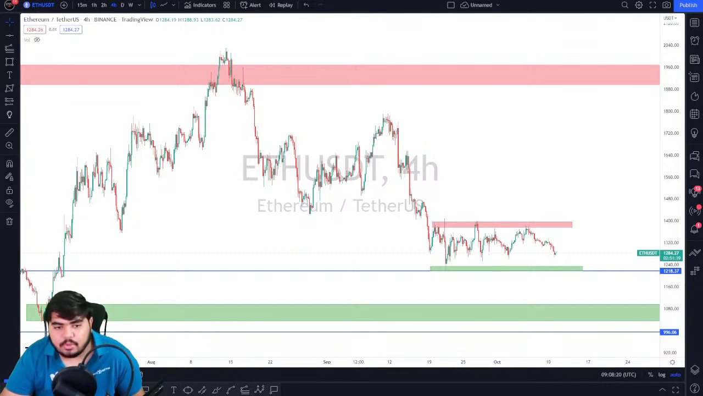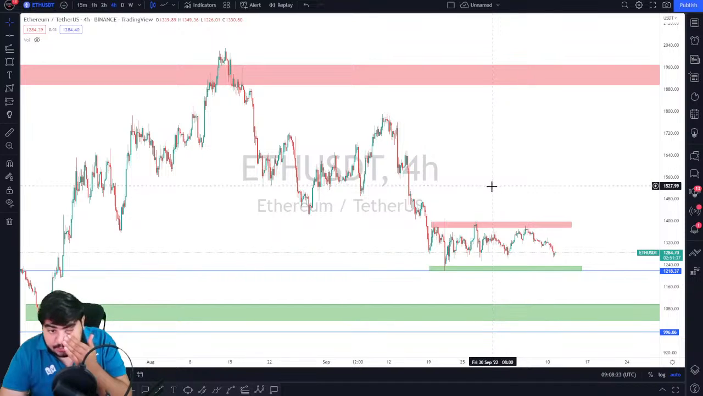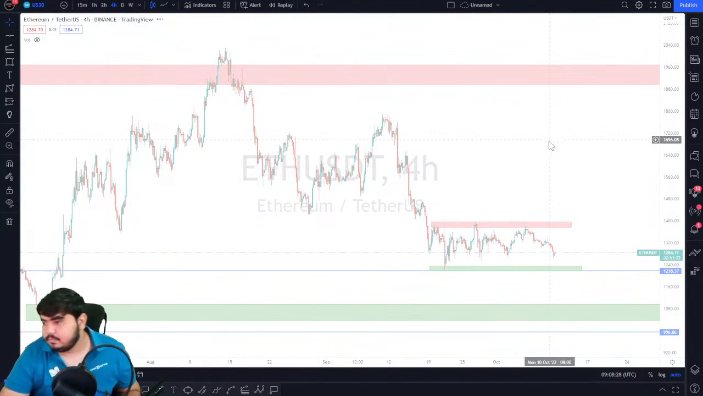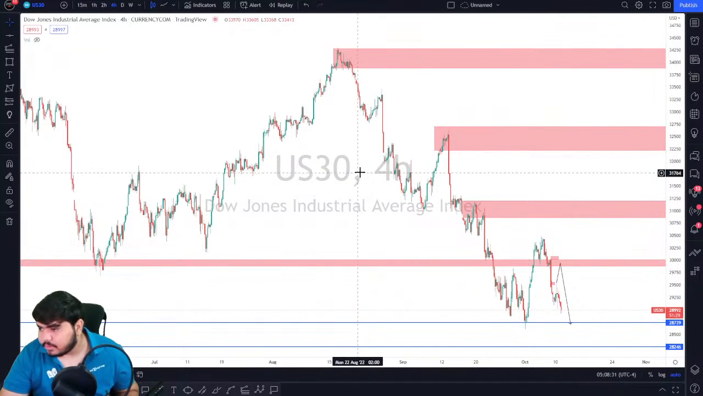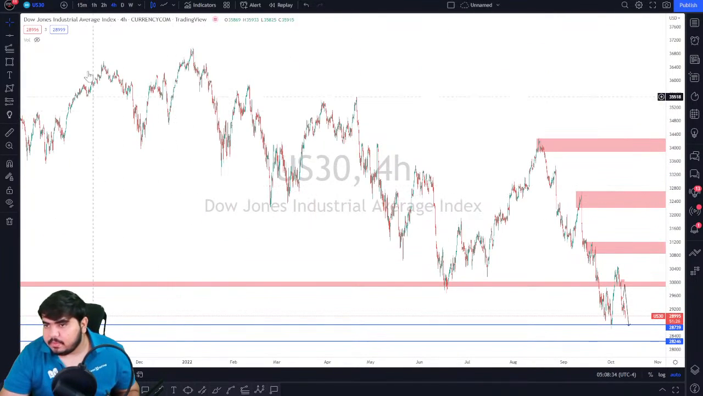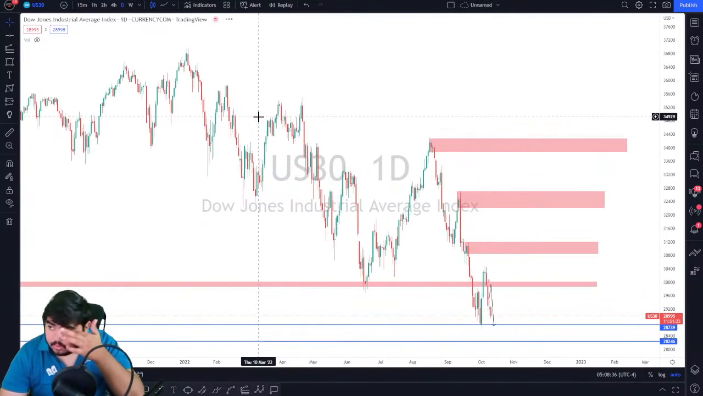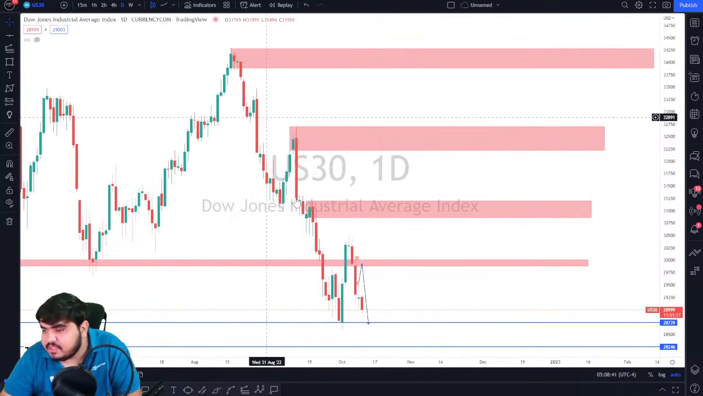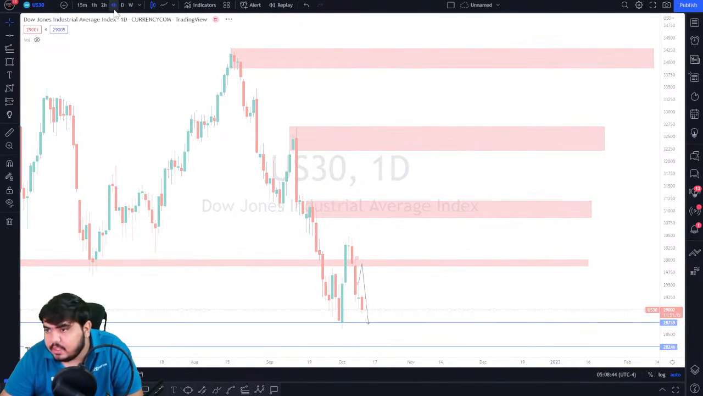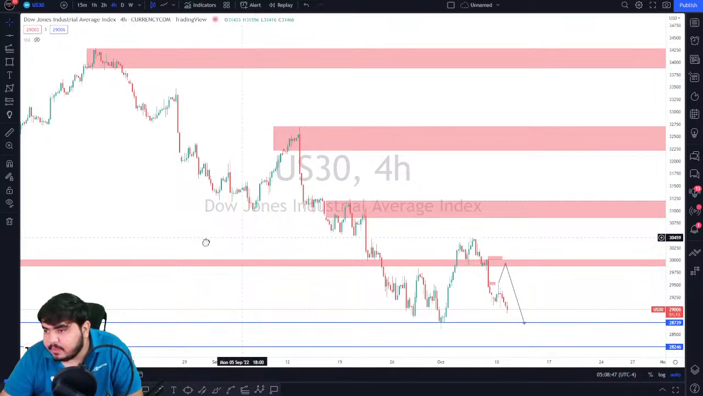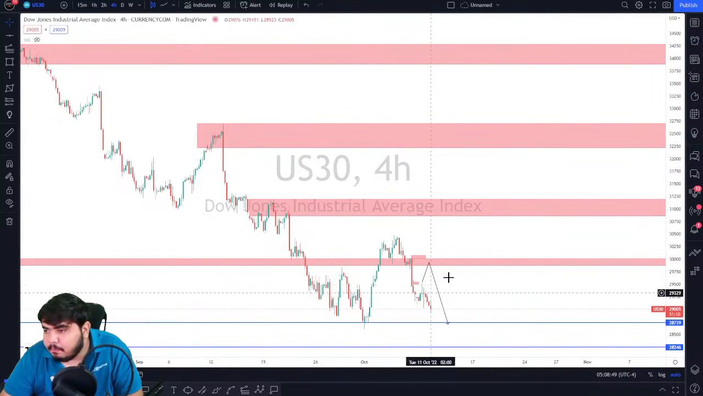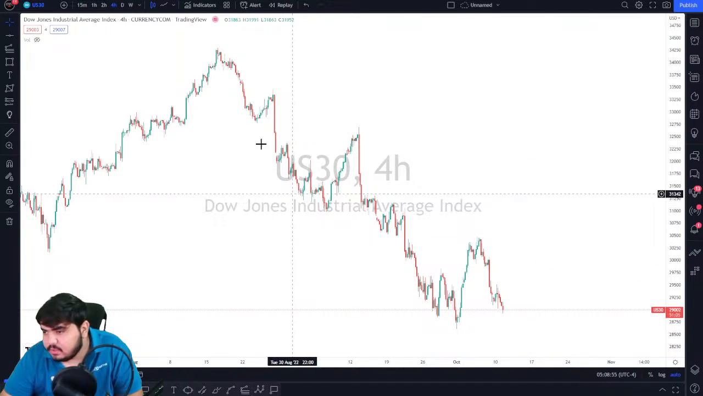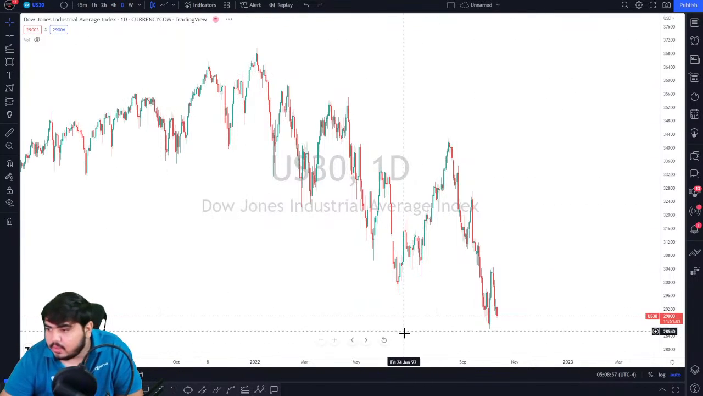Okay, good. So let's jump on to some indices. Let me have a look at US30. What I'm going to do is tell you guys what's going on the daily time frame. On the daily time frame, we can see the market is making lower lows and lower highs. Clearly, we are making lower lows and lower highs. So let me remove this and do some fresh analysis at this area.